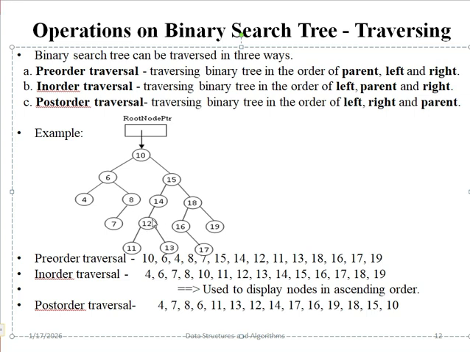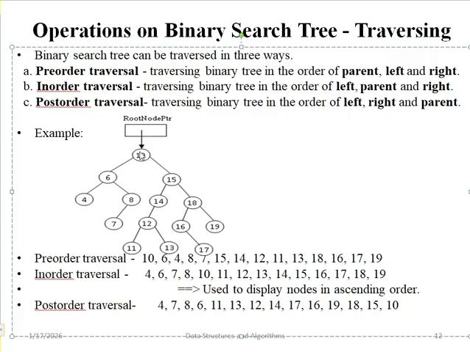13, 12. Now the right part, no right part. Now we can take the parent 14. Now we can take the right part. It is also parent. We can take left. This is also parent. We can take left, but there is no left wing under 16. So we can take 17. Then we can move back to 16. Then we can move to the right wing, which is 19. Then back to 18. Then back to 15.